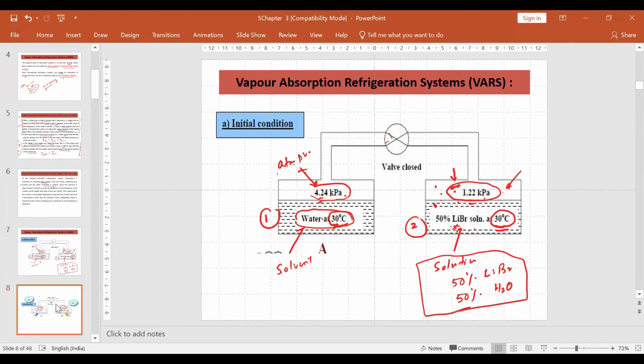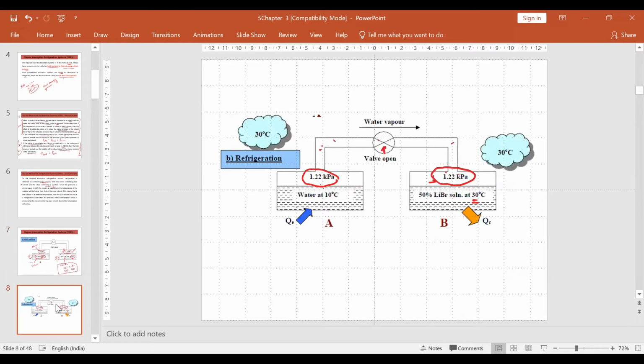But the basic concept is, if the pressure is reduced, then the saturation temperature of the water will be reduced. Now the temperature, originally 30 degrees centigrade, becomes 10 degrees centigrade. So there is a reduction of 20 degrees centigrade. Okay. If it is at 10 degrees centigrade, then what happened? We can use this as a refrigerating effect.